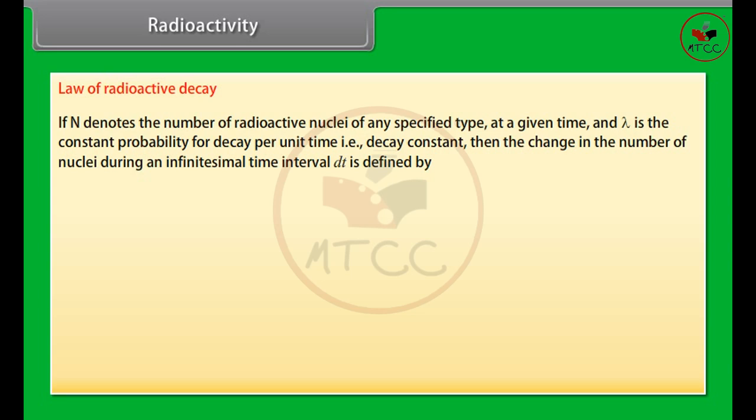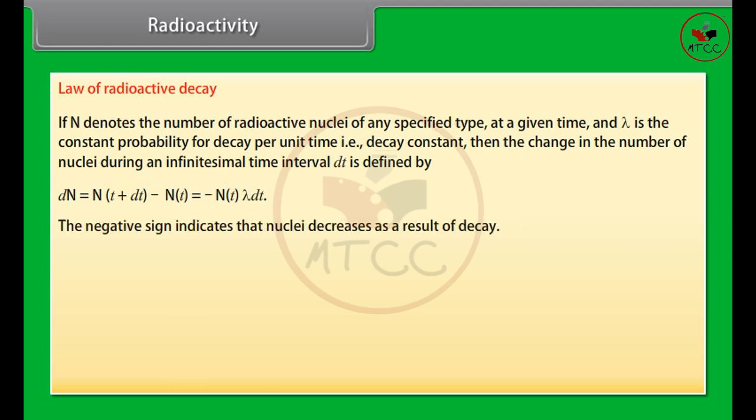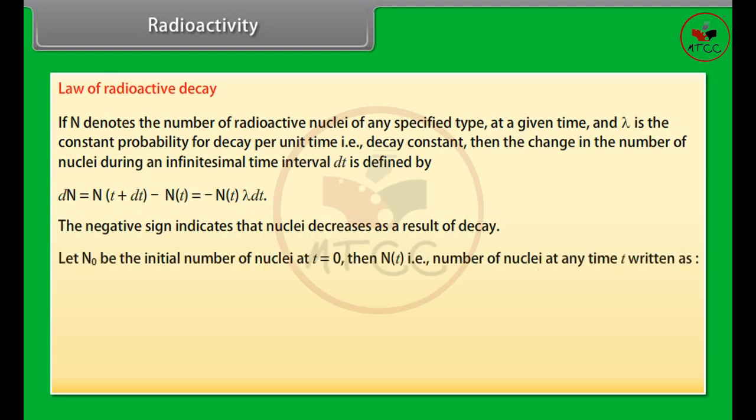number of nuclei during an infinitesimal time interval dt is defined by dN is equal to N(t + dt) minus N(t), which is equal to minus N(t) lambda dt. The negative sign indicates that nuclei decrease as a result of decay. Let N0 be the initial number of nuclei at t equal to 0. Then N(t), that is number of nuclei at any time t, is written as N(t) is equal to N0 e raised to the power minus lambda t.